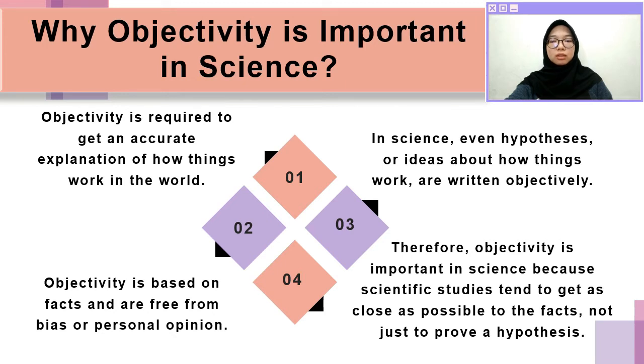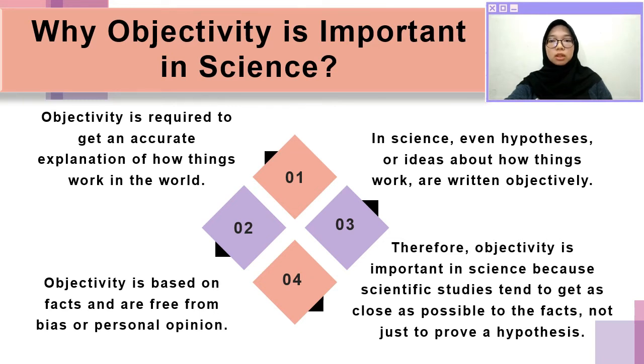Today I am going to explain why objectivity is important in science. We have known that science provides a way of thinking about and solving problems in the world. So, objectivity is required to get an accurate explanation of how things work, because science's goal is to approach true explanation as closely as possible.